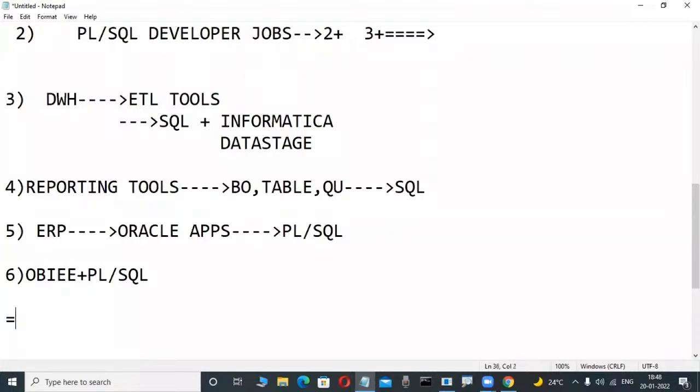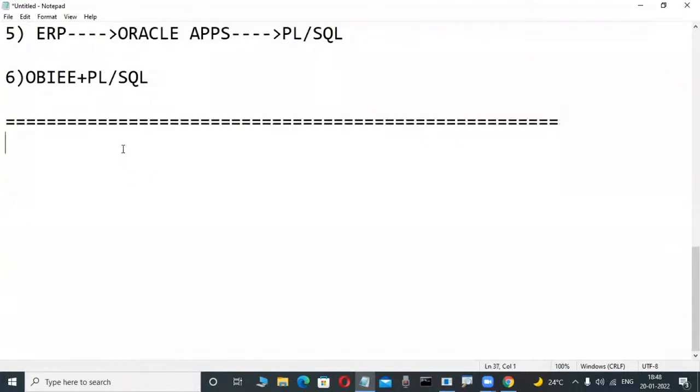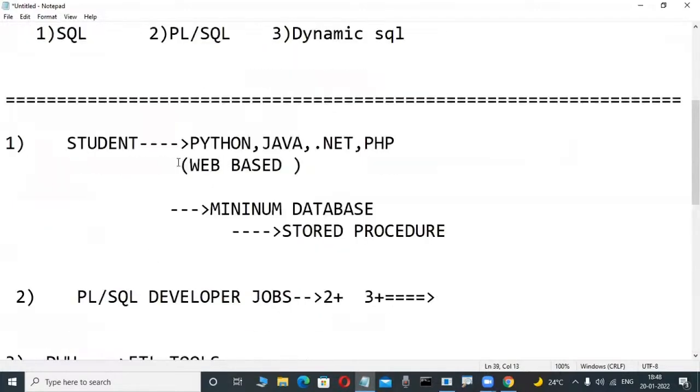Again, suppose you are not interested in the programming side. Now you want the administration side, you want jobs there only. In that case, DBA courses are there: Oracle DBA, SQL Server DBA, MySQL DBA, database administration courses. These persons also need minimum knowledge before learning those courses. Minimum SQL knowledge is required. These persons also learn these types of courses.